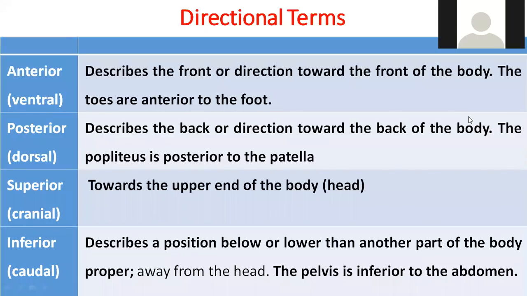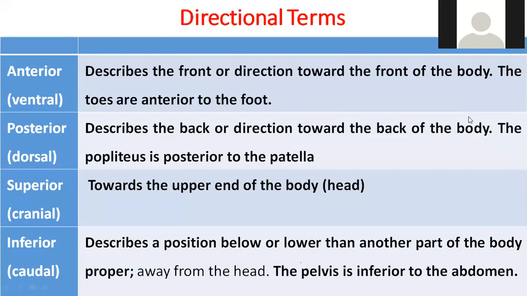And I had already told you that the anterior position describes the front direction regarding the body. Then the opposite of anterior is posterior. I told you it's otherwise called dorsal. This describes the position towards the back of the body.